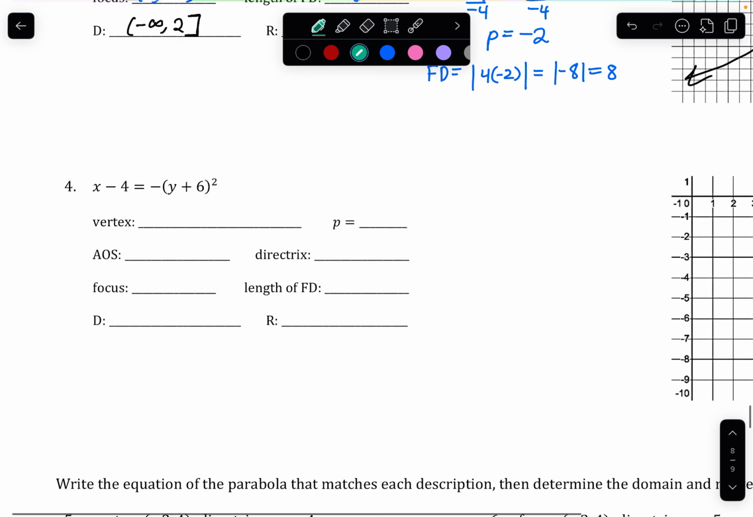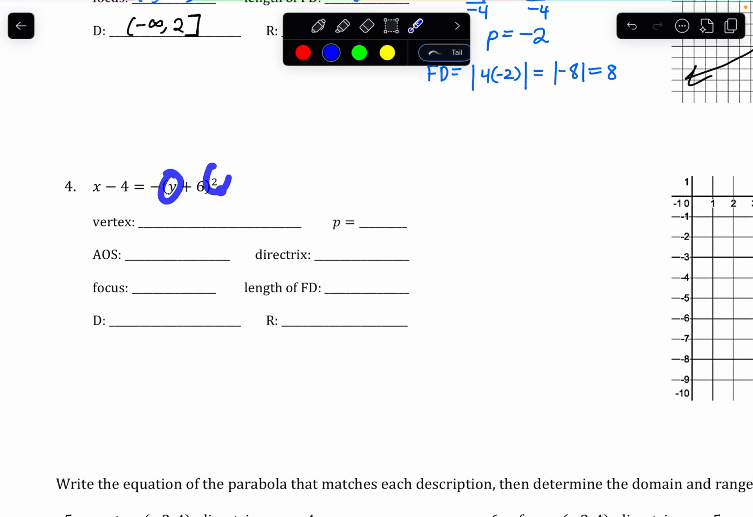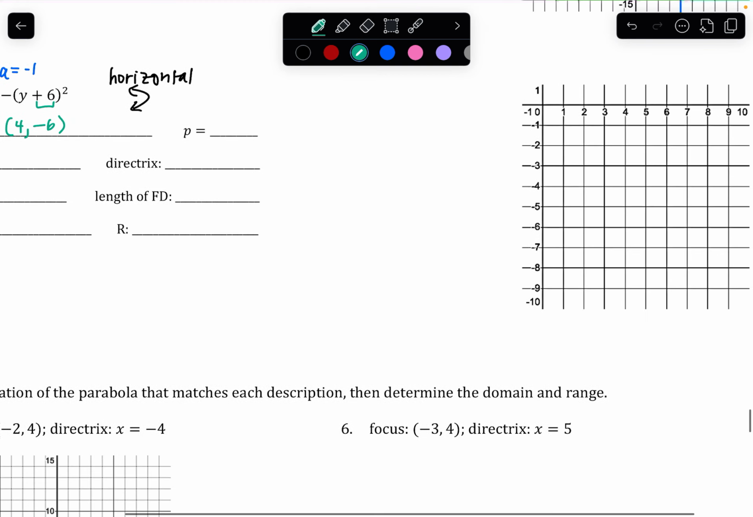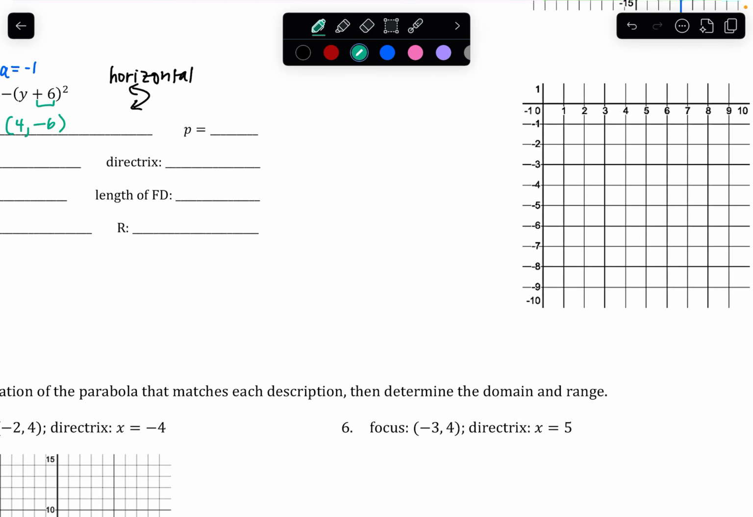Okay, next, once again, we see that y is being squared. So we know this is horizontal. And I see that my a value is -1, so that means we are going to have a left-facing parabola. The x-coordinate is 4 for the vertex. The y-coordinate would be -6. Go ahead and graph that. And then that tells me my axis of symmetry will be y equals -6.